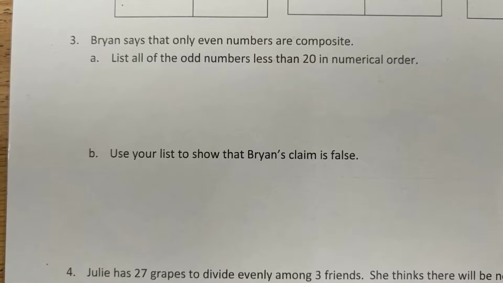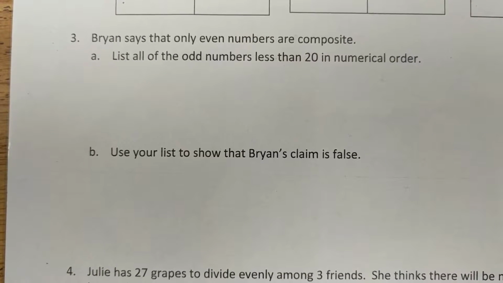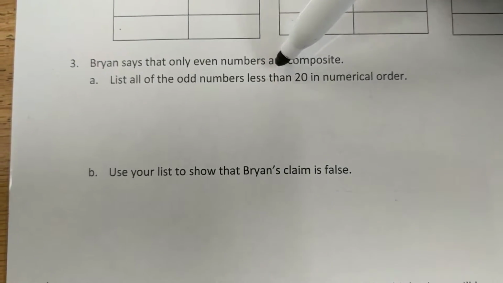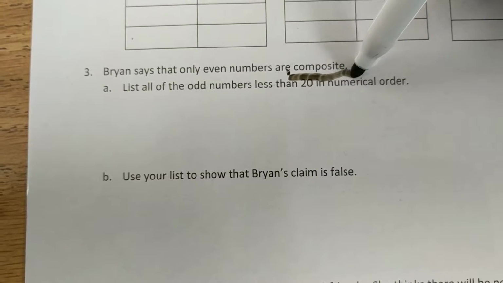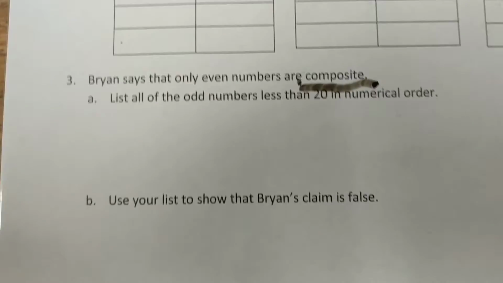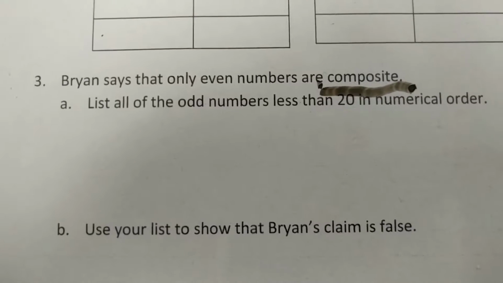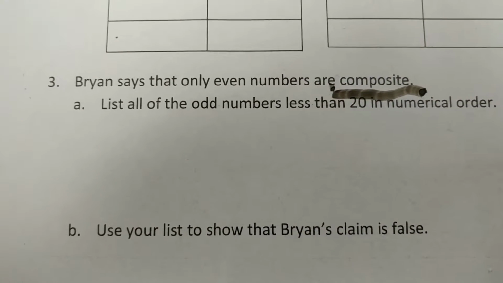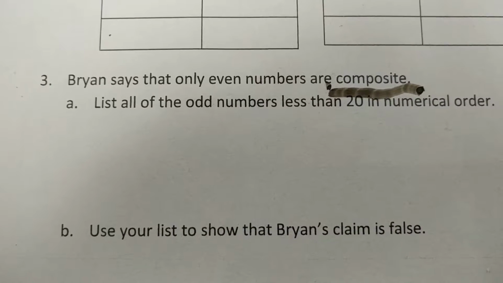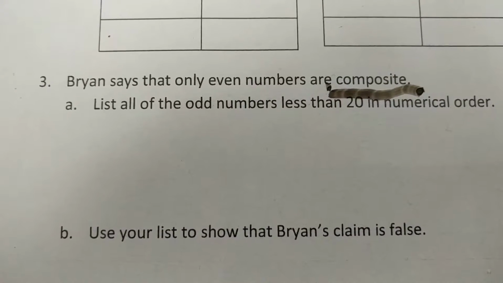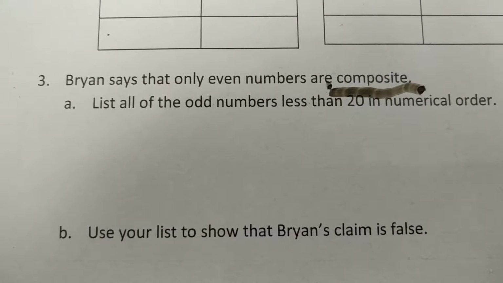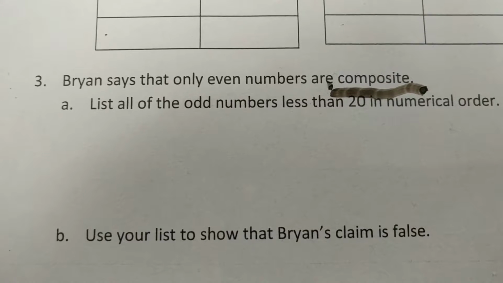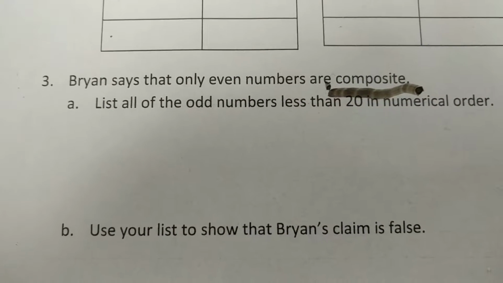This is a little bit different than what we did in class because it wants to know which numbers are composite, which means it is made up of factors of more than just one and itself. And it says that only even numbers are composite. We know that all even numbers, aside from 2, are composite because it would be 1 times that number and then 2 times some other number. For example, 26. We would have 1 times 26, 2 times 13.